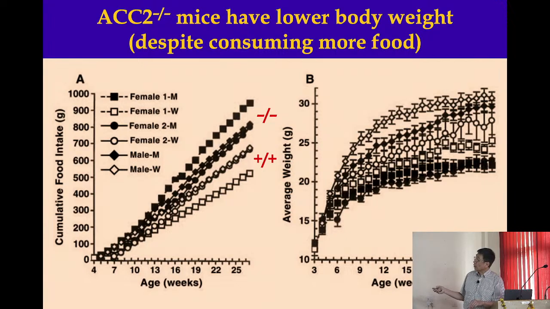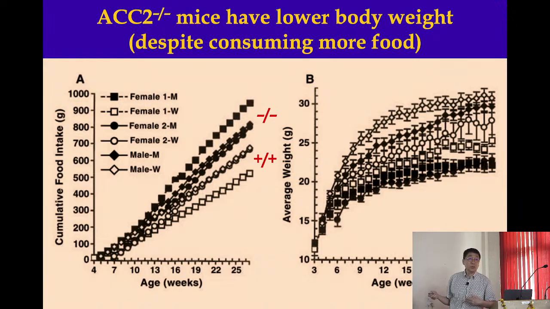So let me show you one figure from that paper. Here on the left panel is food intake, how much the mice ate. Knockouts are the filled symbols, wild types are the open symbols. M means mutant, W means wild type. So you can see mutants are filled, wild type is open. Based on that panel, the knockouts are actually hyperphagic. They keep on eating, they can't stop eating.